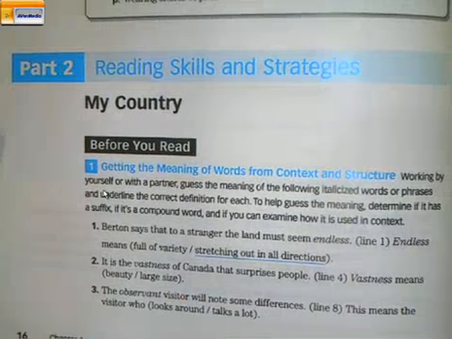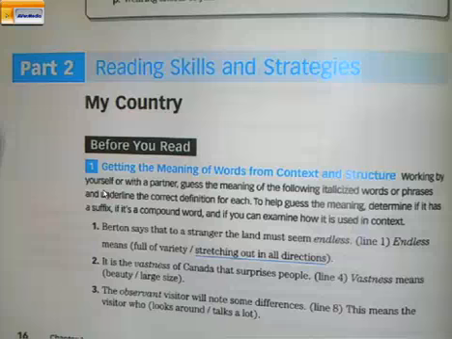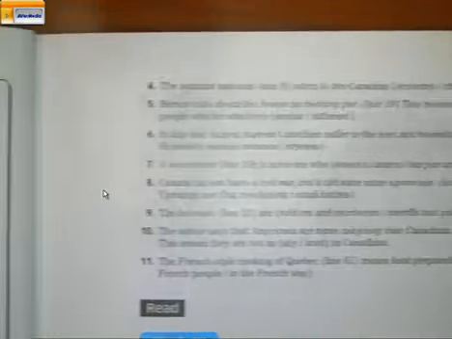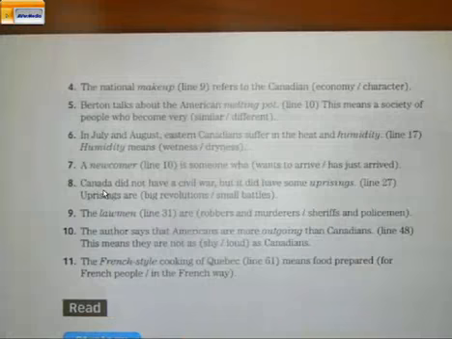The observant visitor will note some differences. Line 8. This means the visitor who looks around. This is the meaning of the observant. You look around, observing the things around you. This is the meaning of observant. The national make-up, line 9, refers to the Canadian character.